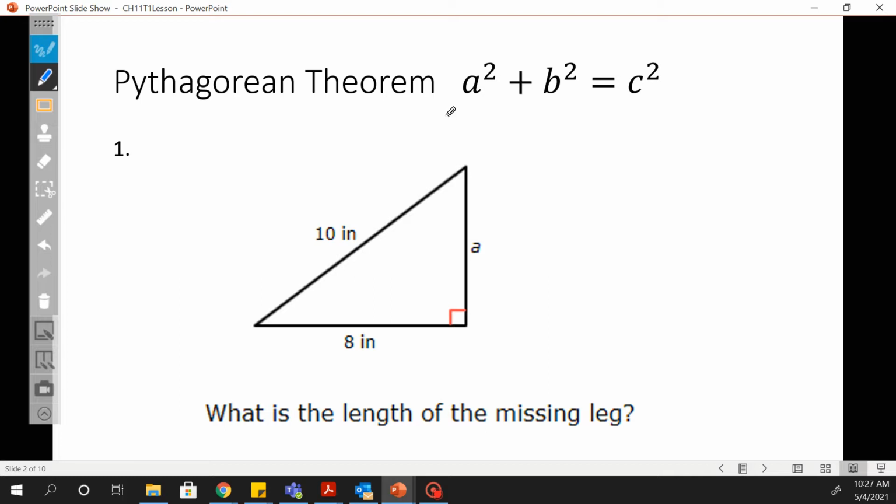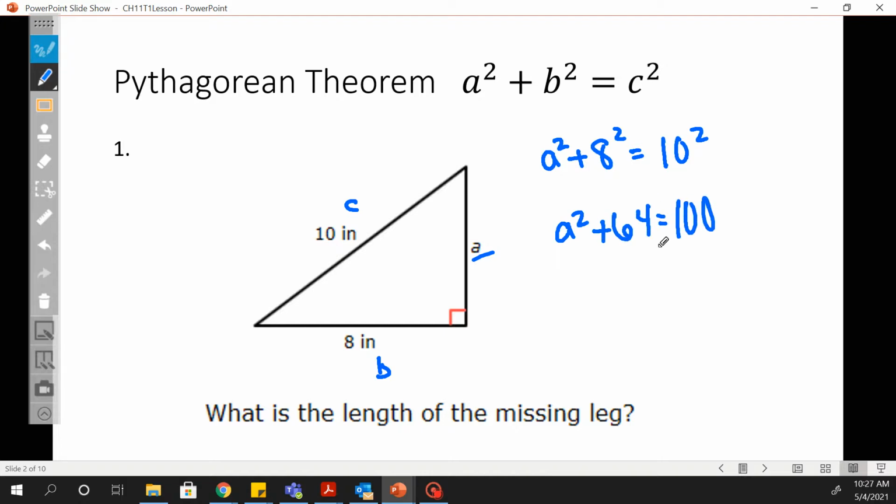It says A is the leg, B is the leg, C is the hypotenuse. The square of one leg plus the square of another leg is equal to the square of the hypotenuse. So if we look at this example and we're looking for A, this is B, this is C, then we can say that A squared plus 8 squared is equal to 10 squared. In other words, a squared plus 64 is equal to 100. We can solve this for a by subtracting 64, and we get a squared is equal to 36. Square rooting both sides tells us that a is equal to 6.